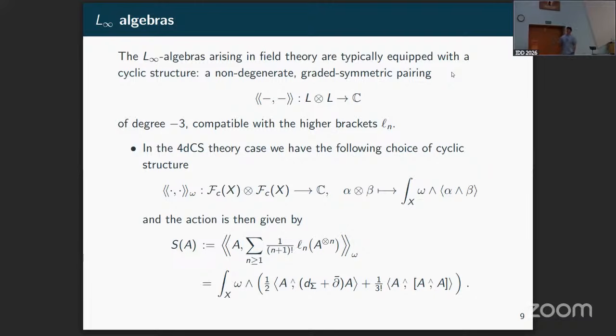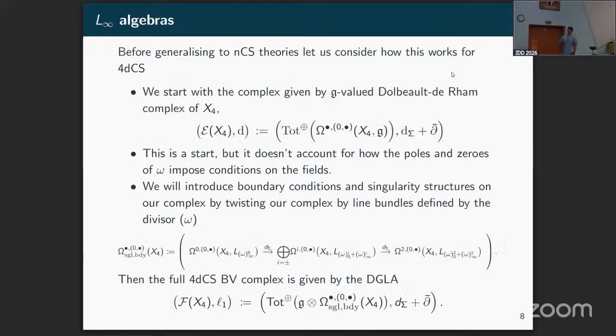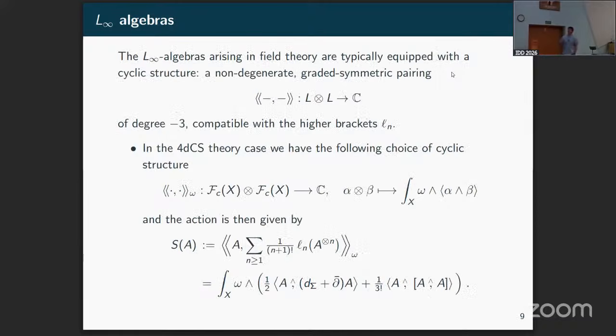So for our case here, we want something that takes in something from this complex here and with itself and gives me back something C, and the right action, obviously, is the following. So it's just the integral over X4, omega wedge that. And then the action is given by this guy generically.